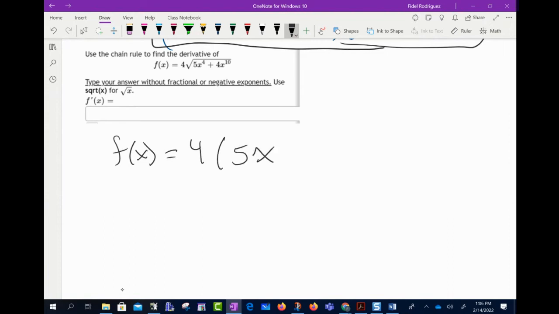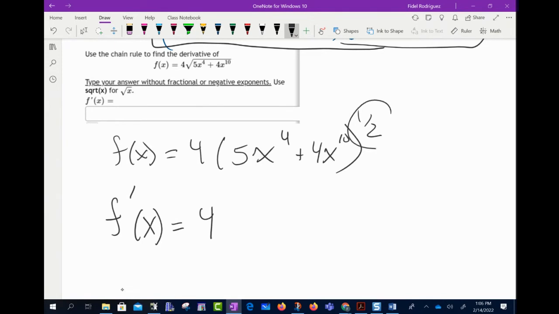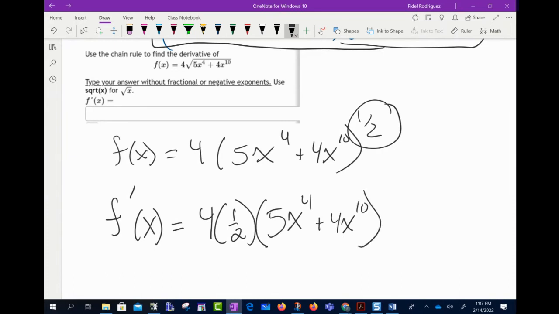4, 5x to the 4th plus 4x to the 10th. What power? 1/2. Excellent. Okay. So now, when we find our first derivative, right, we're going to leave the 4 alone. But this power 1/2 is going to get multiplied by the front. And then we're going to leave what we have inside. And we have to subtract 1 from here. So what did y'all tell me 1/2 minus 1 was? Negative 1/2. Excellent. Okay. Now we have to take the derivative of what we have inside.